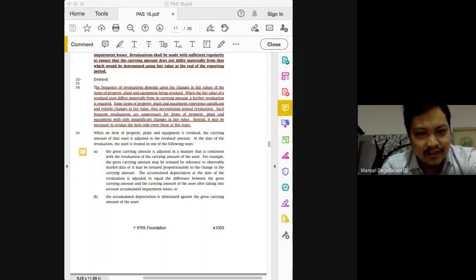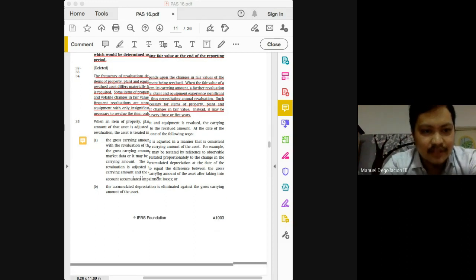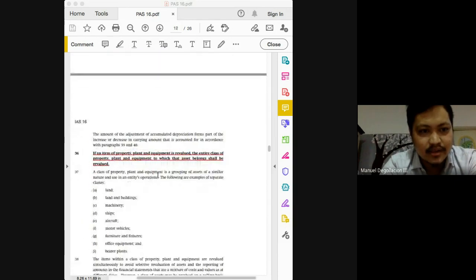But again, that is more a concern of your intermediate accounting, because again, we will not be dealing with journal entries here. What I want you to take away from this class is what we do when we revalue the property, plant, and equipment. The previous carrying amount is changed to its fair value. That's it. Very simple lang, class.